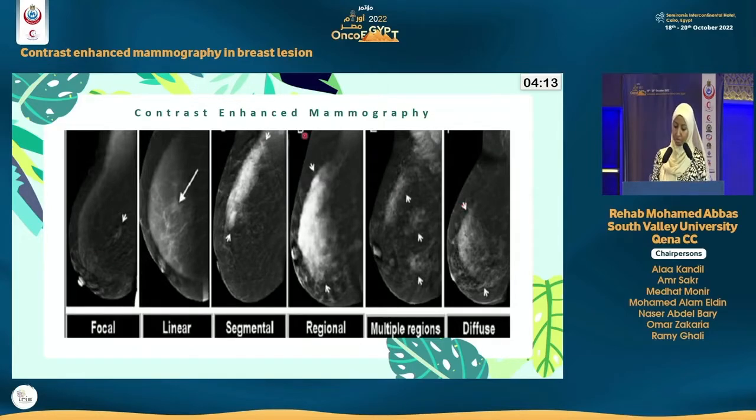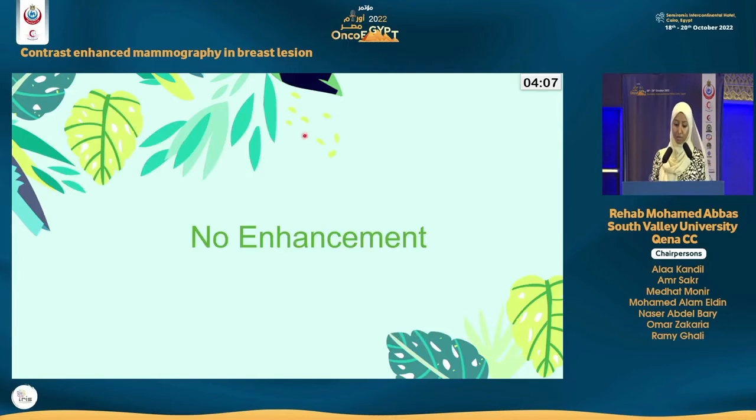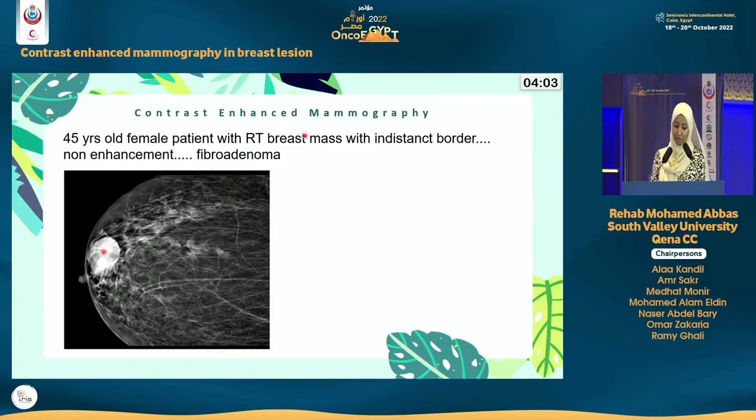بعدين الديفيوز إنهانسمنت ده بيبقى واخد، هو ده زي parenchymal enhancement اللي إحنا اتكلمنا عليه في الأول. بعدين بيبقى فيه no enhancement في ليجنز بتبقى ما فيش فيها أي إنهانسمنت.